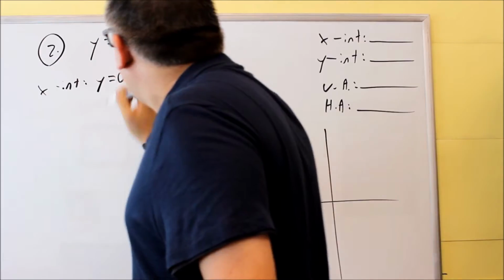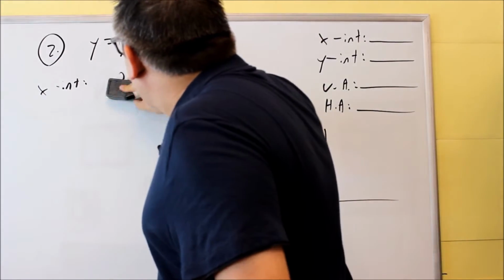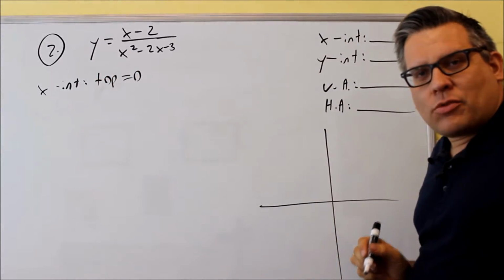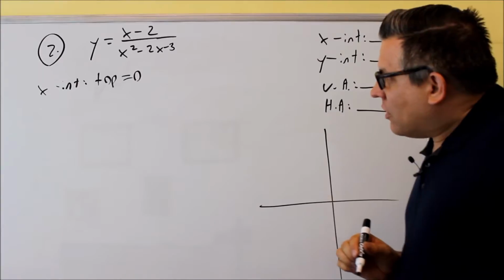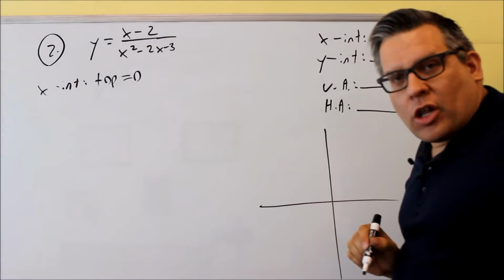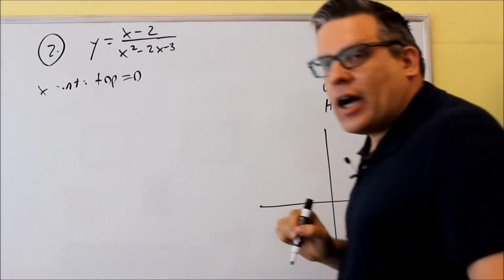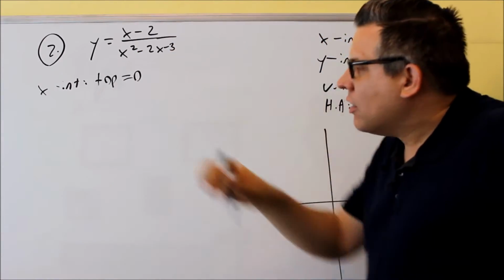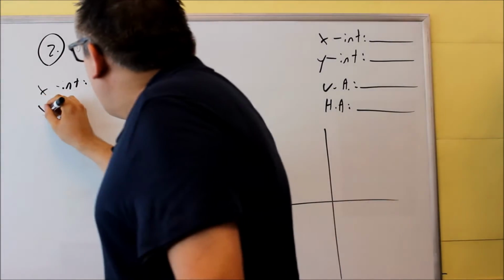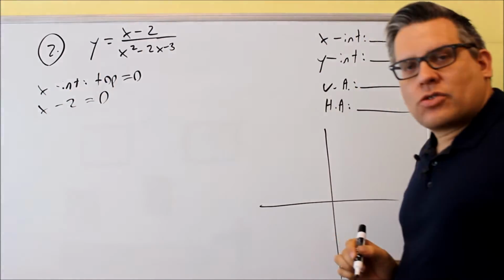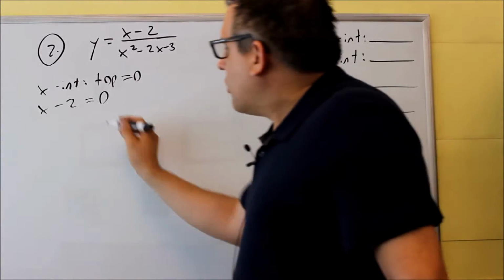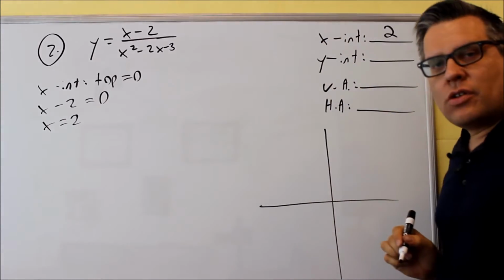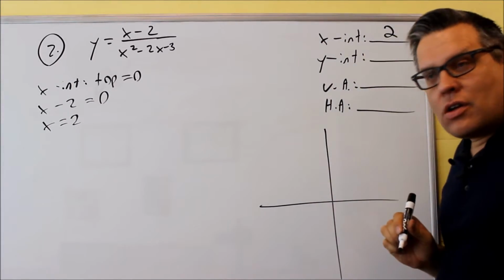For the x-intercept, actually you can use y equals 0, but let's instead think about it this way. For the x-intercept, it's always going to be the top equals 0. The reason we always say the top equals 0 is that if we put a 0 in for the y and cross multiply, we'd end up with the top equals 0 anyway. So this is kind of like a shortcut, so we know what to do every single time. If we set the top equal to 0, we get x is equal to 2. That's our x-intercept, where it crosses the x-axis, at 2.